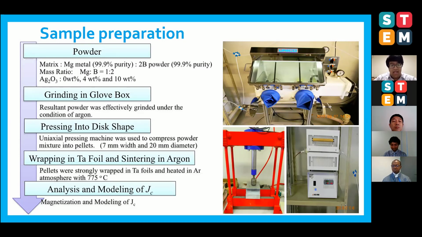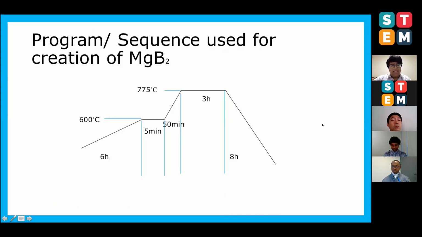A uniaxial pressing machine was utilized to compress the powder mixture into pellets, I believe 7 millimeters in width and 20 millimeters in diameter. After that, the pellets were wrapped in tantalum foils and heated under argon atmosphere up to a sintering temperature of around 775 degrees. Eventually, the temperature was reduced to room temperature with a cooling rate of 100 degrees per hour. After producing the sample, it was necessary to analyze the samples with various methodologies, whether scanning electron microscope, or chemical composition analyzed by EDX and so on. This was basically the program sequence utilized to produce the MgB2 samples.